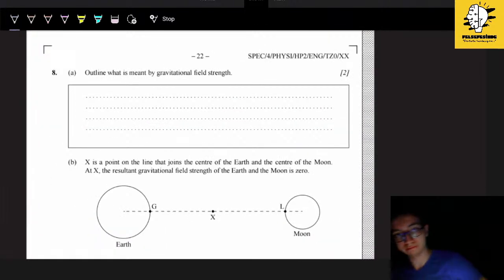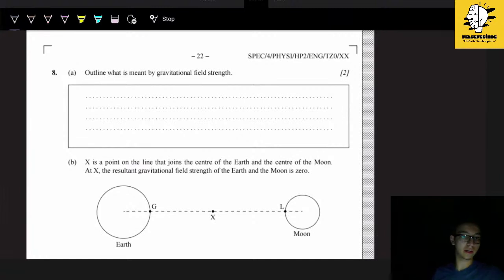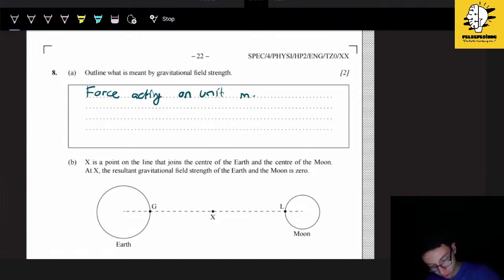Okay, now. Good question. Actually, our teacher also likes these kind of questions. Gravity, etc. IB also likes them too. So, gravitational field strength. It means force acting on unit mass. So what is 2 points here? Unit mass, force acting. This is it.